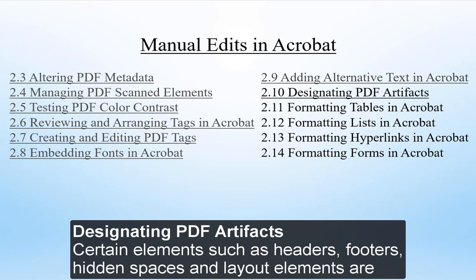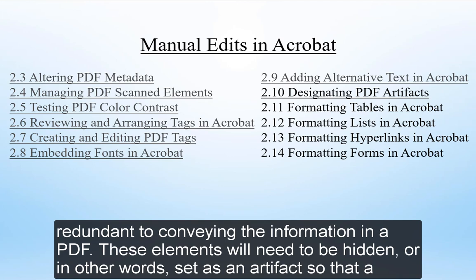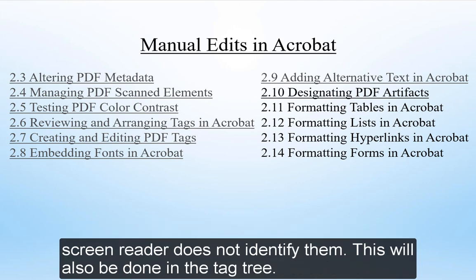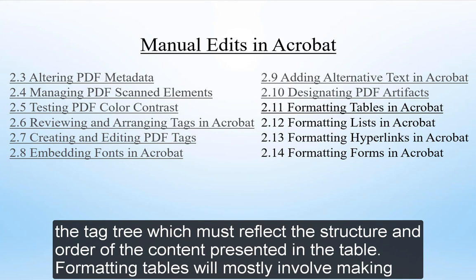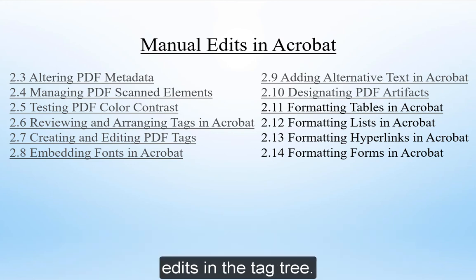Designating PDF artifacts. Certain elements such as headers, footers, hidden spaces, and layout elements are redundant to conveying the information in a PDF. These elements will need to be hidden, or in other words, set as an artifact, so that a screen reader does not identify them. This will also be done in the tag tree. Formatting tables in Acrobat. Tables must be identifiable in a way that makes sense to any user, including those relying on the tag tree, which must reflect the structure and order of the content presented in the table. Formatting tables will mostly involve making edits in the tag tree.